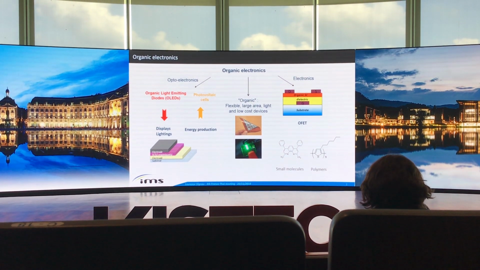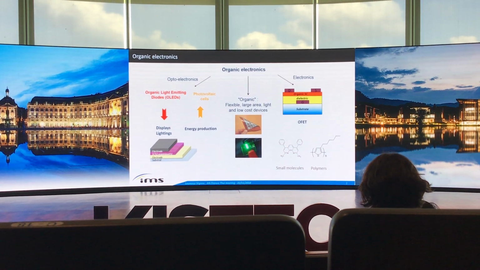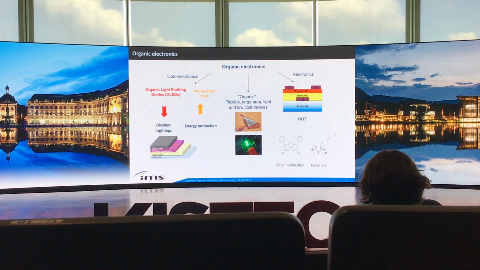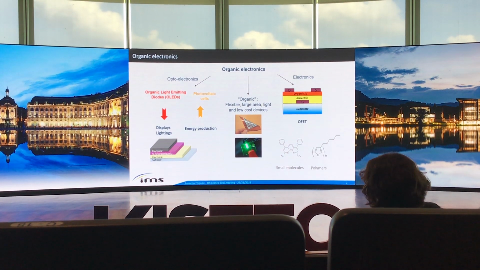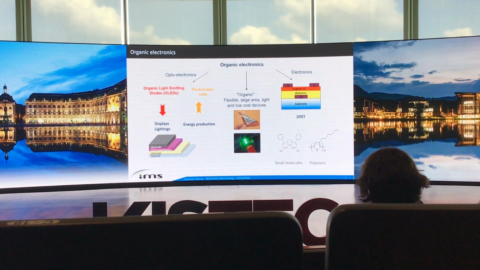In organic electronics, we can divide into two parts. First, electronics, using organic field effect transistors on the right-hand side, and what is called more optoelectronics. One of the most common applications of organic electronics is organic light-emitting diodes, OLEDs, which find applications in displays and lightings, and photovoltaic cells, with the application of energy production.